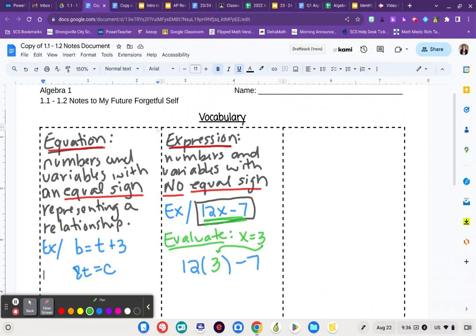And then evaluate means that now I'm going to calculate this. Either I can type this in my calculator or I can try to do this mentally. So if I type this in my calculator, I'm typing 12 times 3 minus 7. I can type it in all at one time. And when I do that, I'm going to get 36 minus 7, which is 29. So an equation has an equal sign, an expression does not. Evaluate means replace the variable or the letter with the given number and run a calculation.